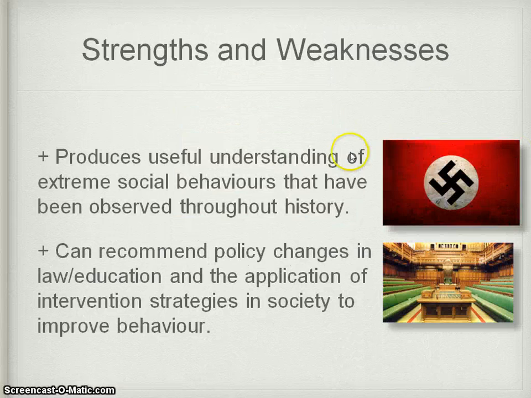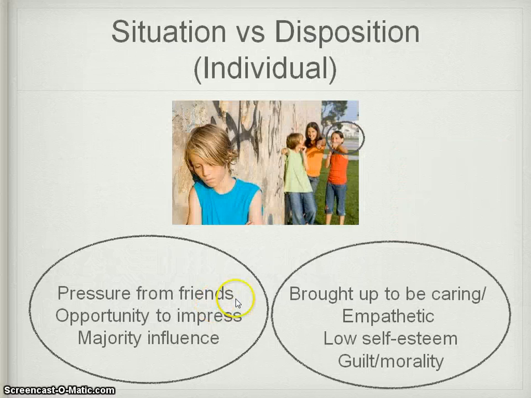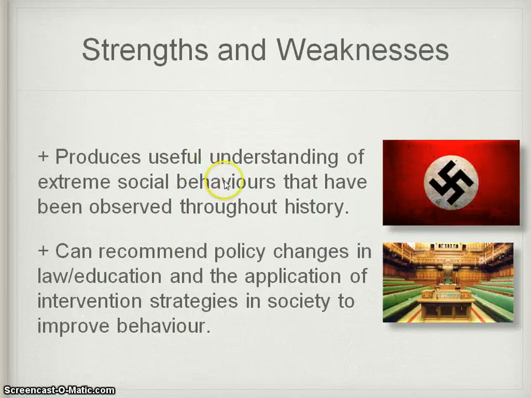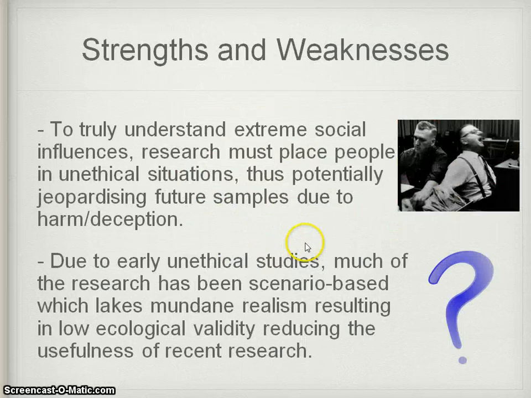Okay, just to finish with, you'll have these in your booklet, but the strengths and weaknesses. Understanding why the Nazis did what they did and other extreme social behaviours is extremely important. It's very useful to understand the functions of why that happens. We can recommend policy changes, change the laws in Parliament, make it illegal to allow people to walk past an emergency situation, educate people on the importance of not bullying and why it might boost your self-esteem, but it doesn't boost his self-esteem. So really useful research.